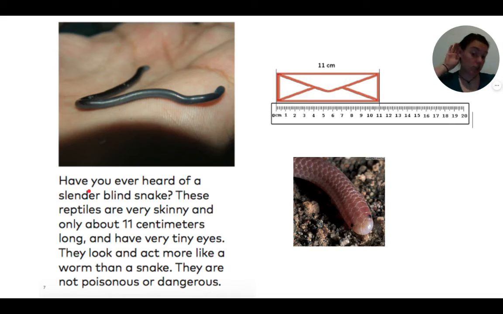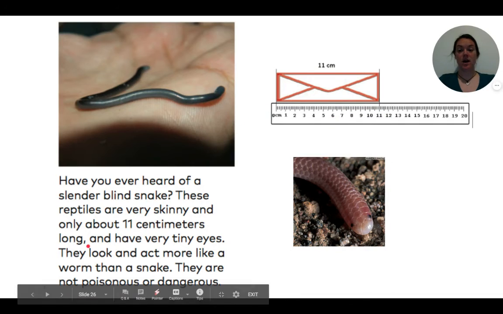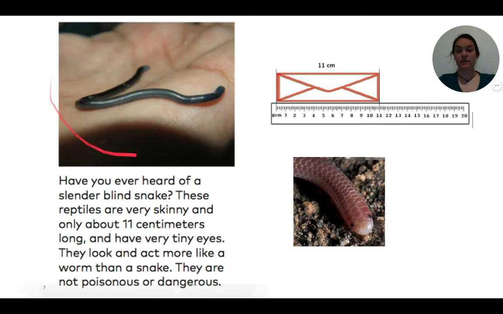Have you ever heard of a slender blind snake? These reptiles are very skinny and about 11 centimeters, this is a centimeter, long, and have very teeny eyes. They look and act more like a worm than a snake. They are not poisonous or dangerous. So these are the eyes, and that's what it looks like overall. But they cannot hurt you.